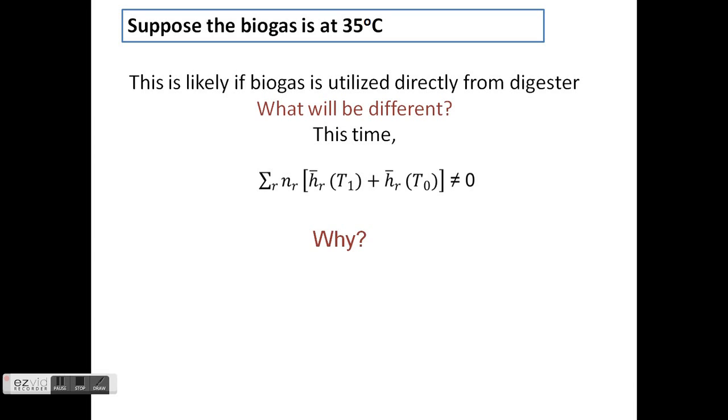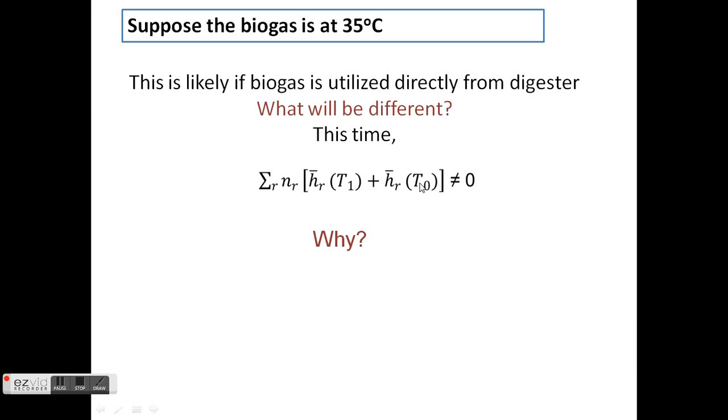But assuming the gas is not cooled and straight from your biogas you take it to utilize, and we assume it's at 35 degrees centigrade. What happens this time? Yeah, one thing we know is that T1, oh, that's a mistake. T1 minus, this should be negative. T0 is not going to be 0 this time. Why? Because our T1 is not at our reference temperature anymore.